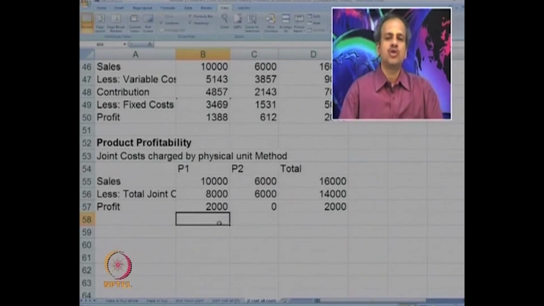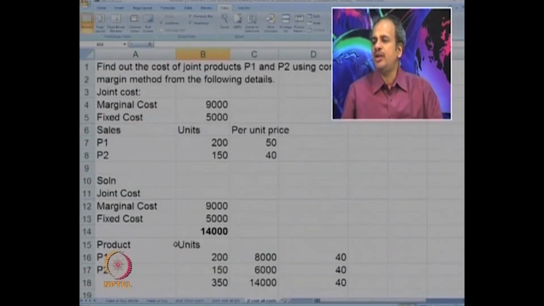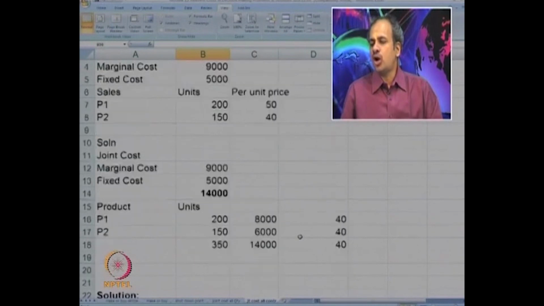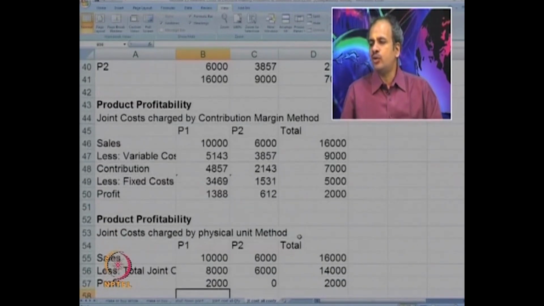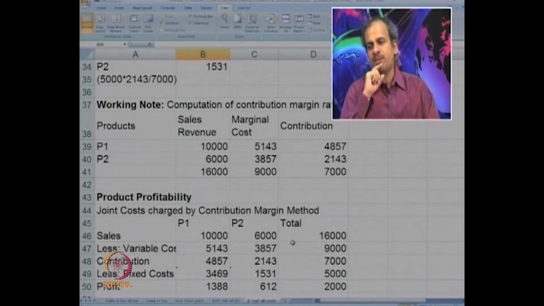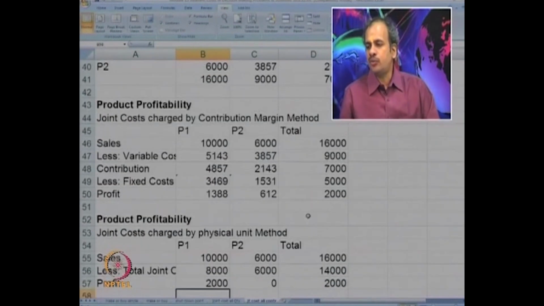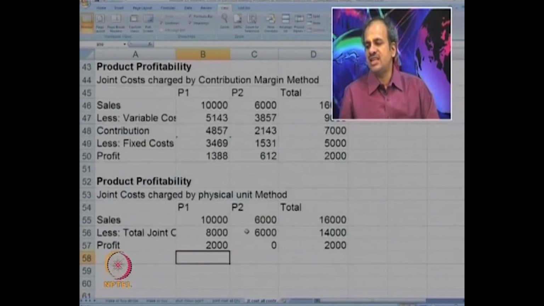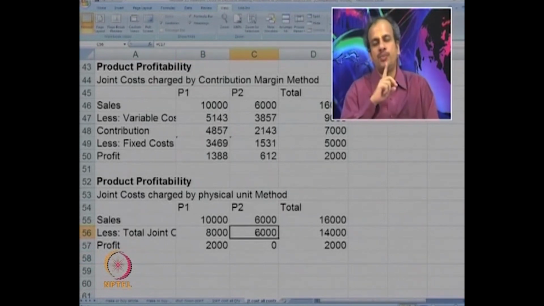Just think over. Suppose we have these products P1 and P2, and we know the joint costs, as we have calculated. But we have to take a call on processing or not further processing it. How will that be done? How much is the joint cost? Let us say we use the physical unit method, we know it is 40 rupees. If we use contribution margin method, then it comes something else. But right now, with the physical units method, it is 40 rupees.